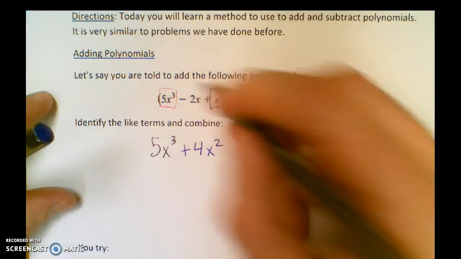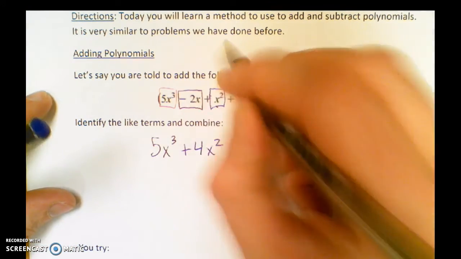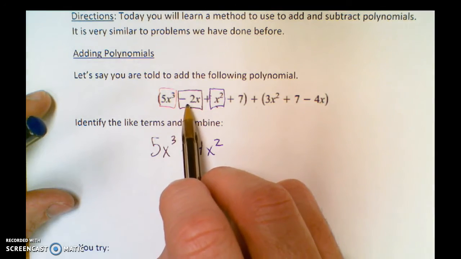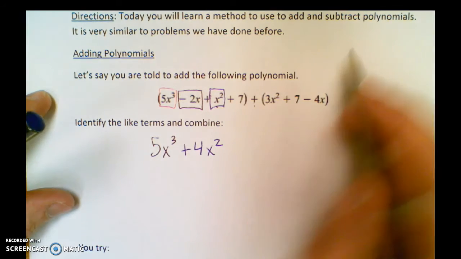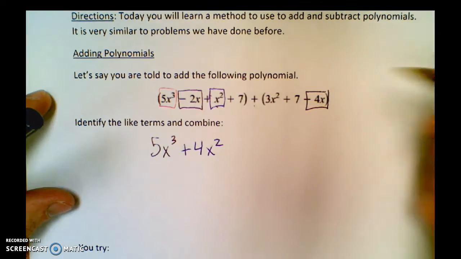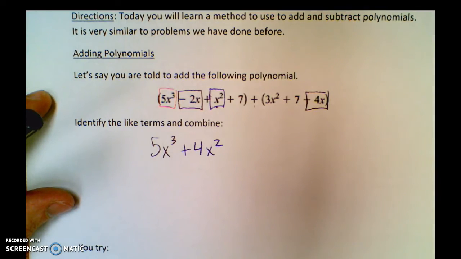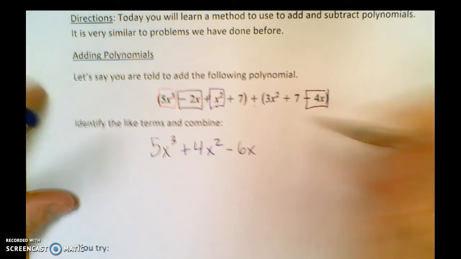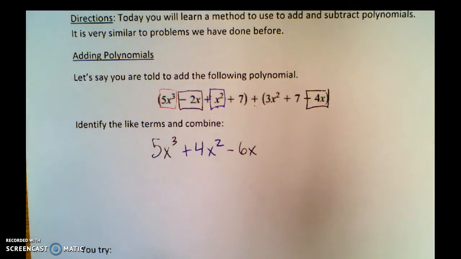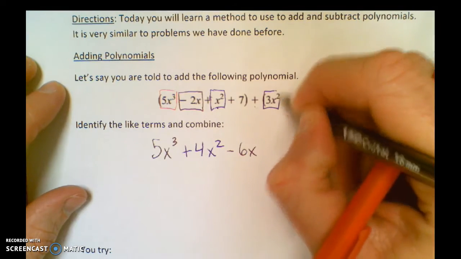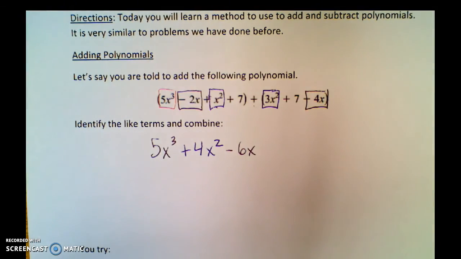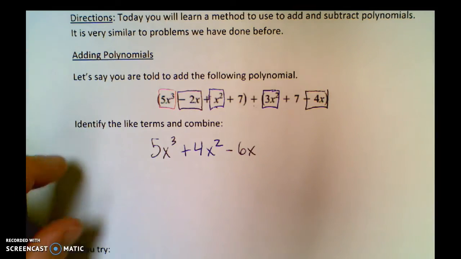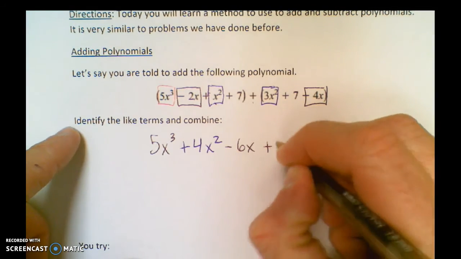The next highest is the negative 2x, and notice I'm keeping the negative in front of it. So it's negative 2x plus negative 4x over here. Negative 2x plus negative 4x is negative 6x. Let me box my x squared in blue so I know which one's matched. And then the 7s are like terms as well, so I just add 7 plus 7. So it becomes plus 14.